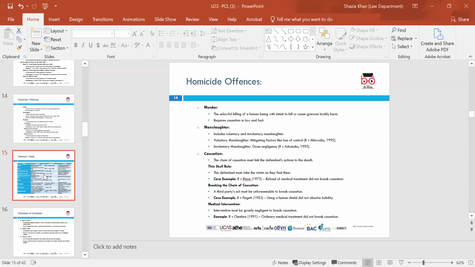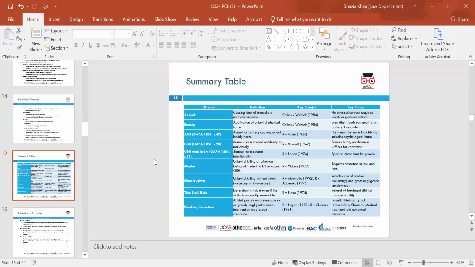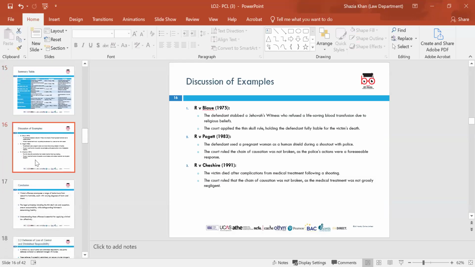So you've got a summary table here that identifies the different offences with the definition, the key cases and the key points. So we've got assault, battery, ABH, GBH with intent, murder, manslaughter, thin skull rule and breaking causation. Please have a look at this in your own time, and the summary identifies the definition of each one with reference to cases and also the key points in them. A discussion of examples.